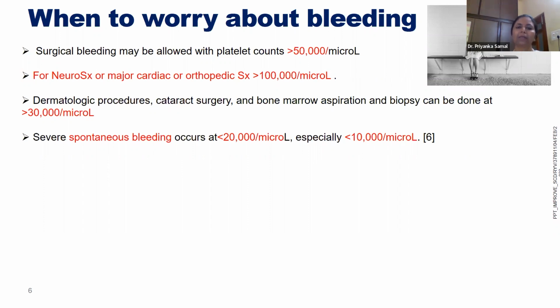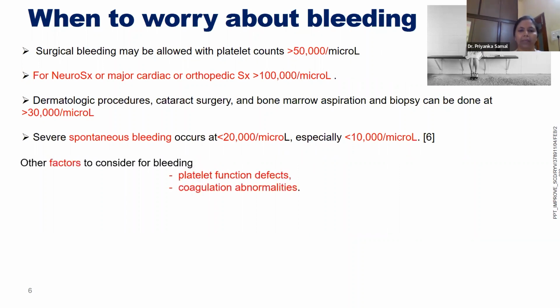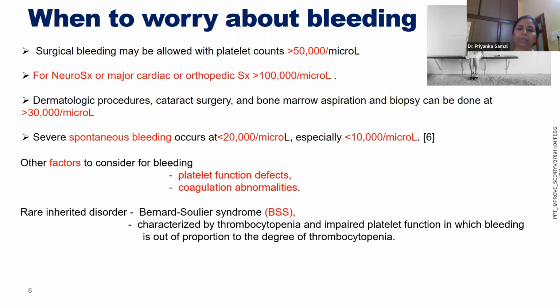And even for bone marrow, there are ITP patients who come and bleed, where even after transfusion the platelet counts do not increase. In those patients, we can even do it at a count of 10,000, 20,000. Severe spontaneous bleeding occurs only when the counts fall to less than 10,000. But apart from the counts, we also need to look into the platelet function defects and whether the patient has other coagulation abnormalities, because these also contribute to the bleeding apart from the count of the platelets.